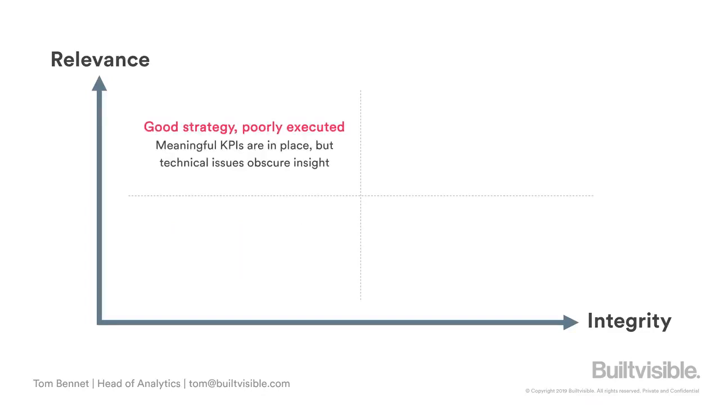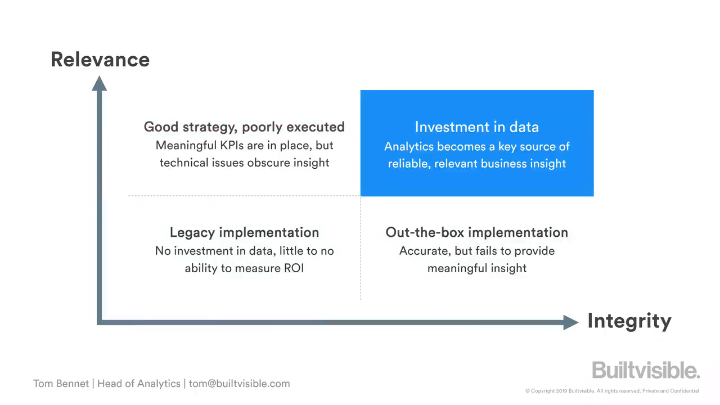And sometimes you see implementations round about here in the top left as well, which is where there's clearly a good strategy for measurement. There's been a lot of thought put into it, but it might be because of the lack of a consistent measurement plan, or stakeholders haven't been managed effectively, or there's lots of people pushing stuff into the tag manager container. It doesn't have integrity. There's technical issues that obscure the insight, which is why we are always trying to push up and to the right in this kind of spectrum.